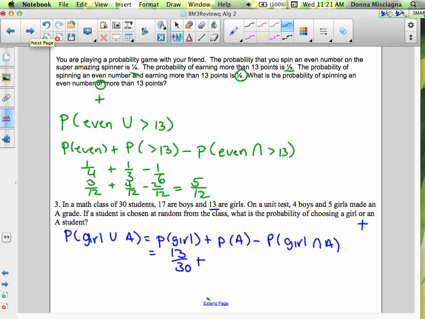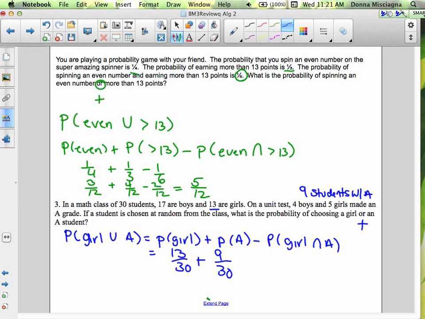On a unit test, 4 boys and 5 girls made an A grade. All right, so we want all the people who are getting an A, right? So there are 9 students with an A. So let's add those in. The 9, so still 30 students in the class. 9 out of those 30 students got an A.